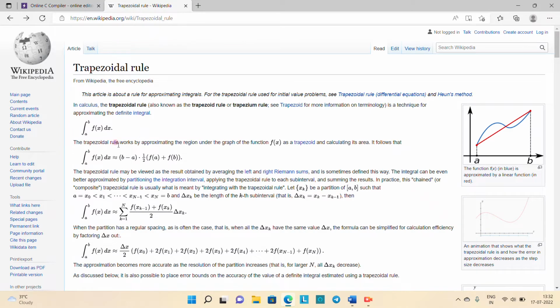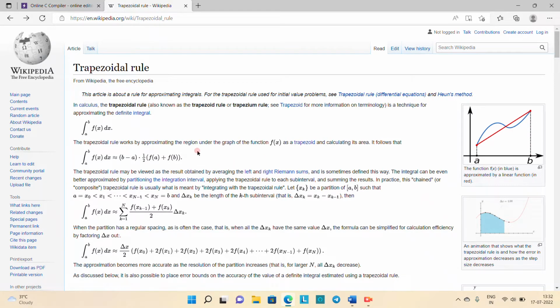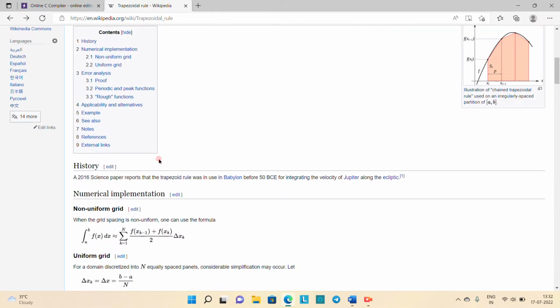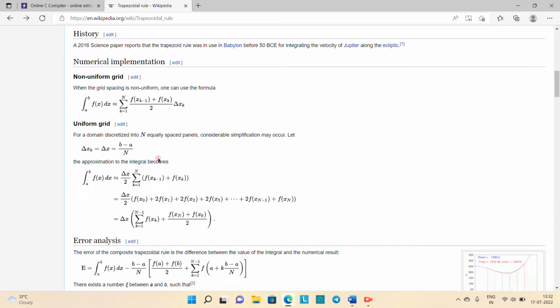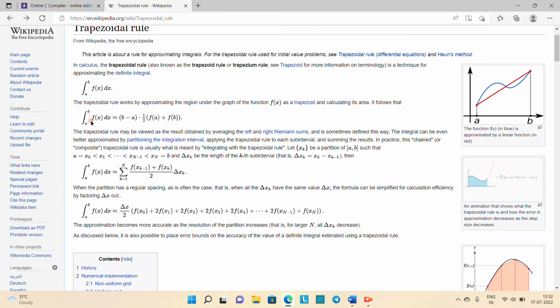The trapezoid rule works by approximating the region under the graph of the function f of x as a trapezoid and calculating its area. So this is a trapezoid, and we have to calculate its area. The formula in the case of the trapezoidal rule is: the integral of f of x dx equals (b minus a) by 2 times (f of a plus f of b).